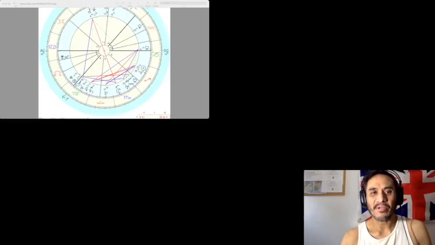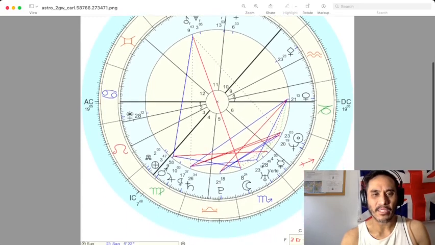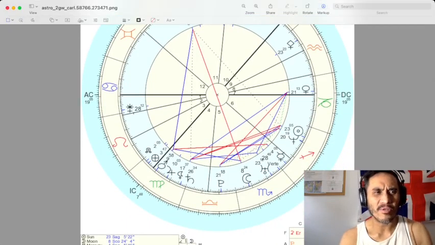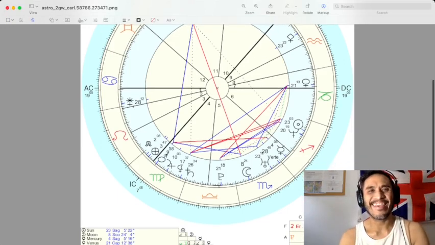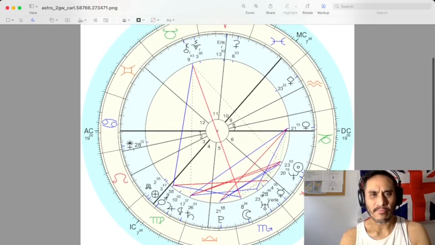Okay, so here's the chart, of course, as you've probably already seen. And as I usually do this, I do it this way. Anyways, the point is that with this one, we were talking about their Chiron.